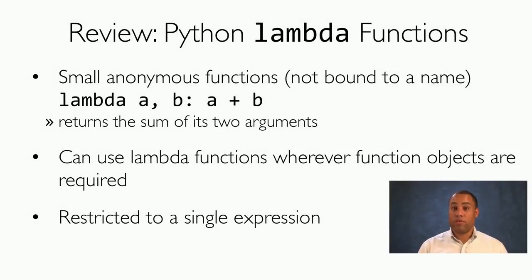Let's review Python lambda functions. These are small anonymous functions that are not bound to a name. So here we have lambda a, b: a + b. This returns the sum of its 2 arguments, a and b. You can use lambda functions wherever function objects are required, but they're restricted to a single expression.